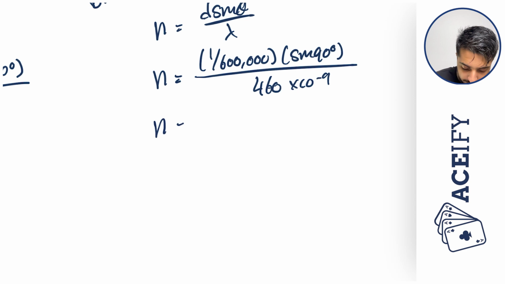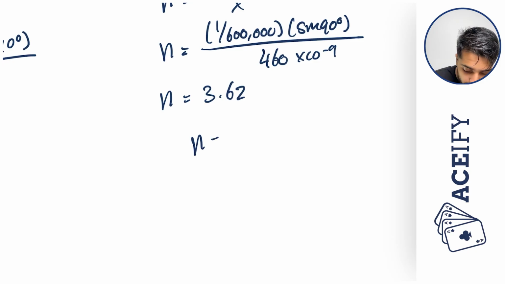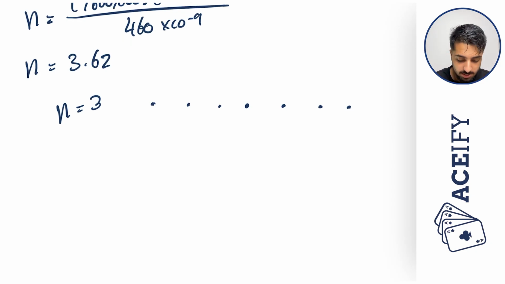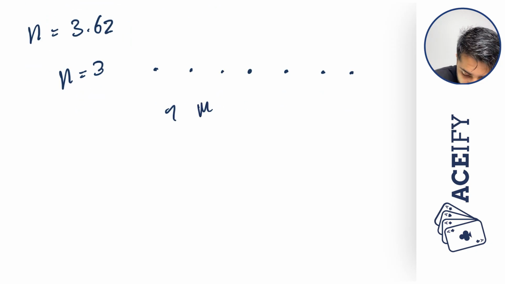And that gives us an n value of 3.62. Again, we always round down to the nearest whole number, so our n is equal to 3. And so what that means is we have our central maxima and then 3 maxima on both sides. Again, in reality, those are evenly spaced. And so as you can see, we have 7 maxima possible.